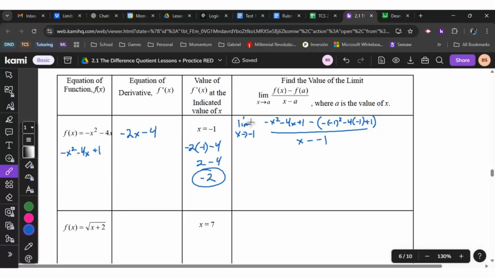All right. Then I'm going to simplify it. Negative x squared minus 4x plus 1 minus negative 1 squared is 1 times negative 1. Plus 4 plus 1 all over x plus 1. Then the top. Negative x squared minus 4x. This is going to become, let's see, negative 1 plus 1 is 0, plus 4 minus 4, 1 minus 4, negative 3.